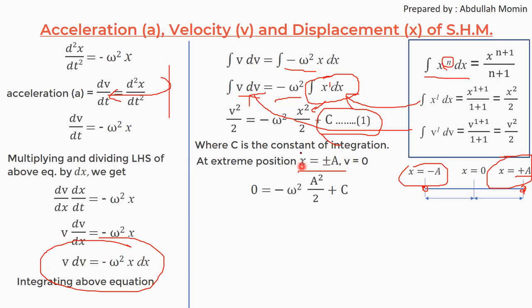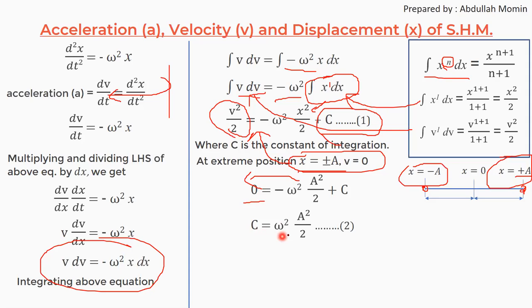So we are going to put these values in the above equation. Instead of v, we put 0. So the whole term becomes 0 equals minus omega square, and instead of x square, it will be either plus a square or minus a square, that means a square by 2, plus c. So minus omega square a square by 2 comes to the other side of the equation, and we get c is equal to omega square a square by 2. Now putting this value of c, equation 2, in equation 1, we are going to put this equation in the above equation. Let me clear this screen first.